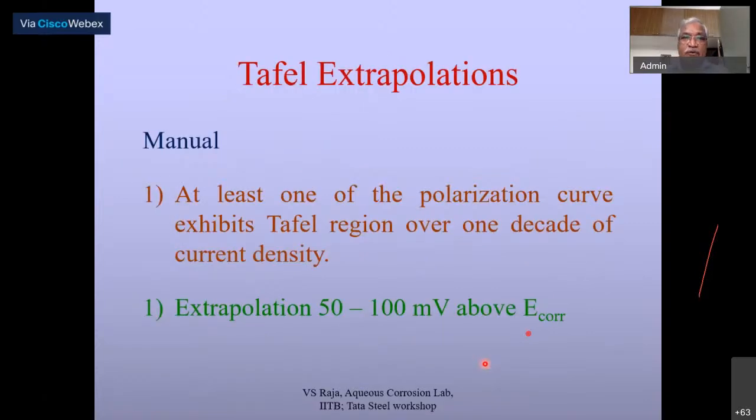So the Tafel extrapolation has to be done extremely carefully. You should have at least one decade of current density. The polarization curves should exhibit linearity. If it's not, then simply surrender. Say that no, I cannot determine the Tafel slope, and so I can't measure the E_corr and the corrosion current density at all. If this is not satisfied, there is no way we can get these values. So extrapolation must be done 50 to 100 millivolts above or below the E_corr value.